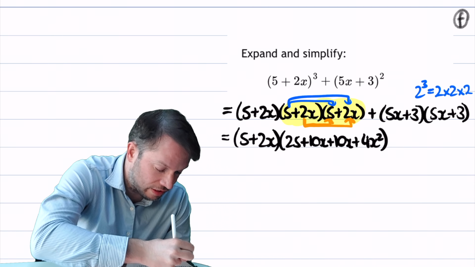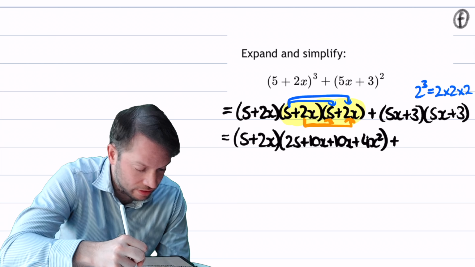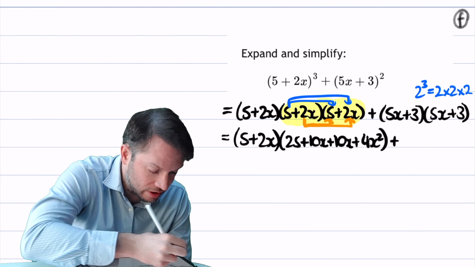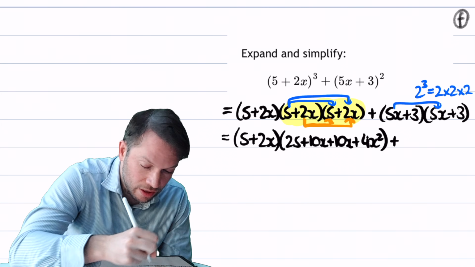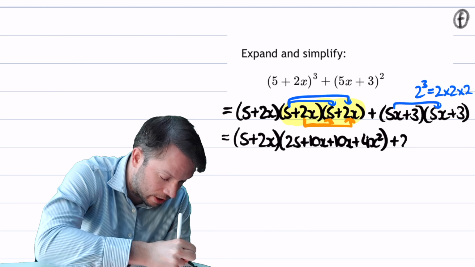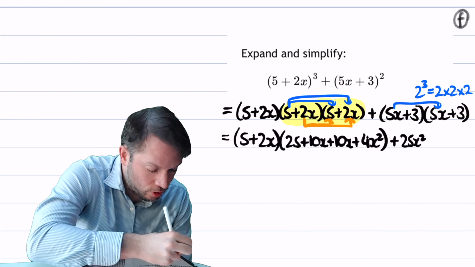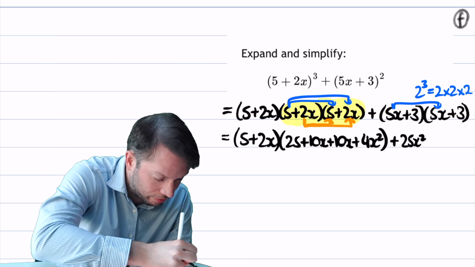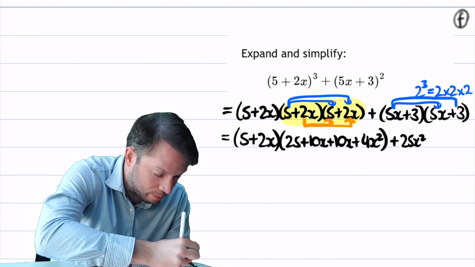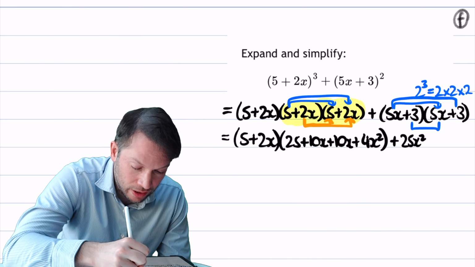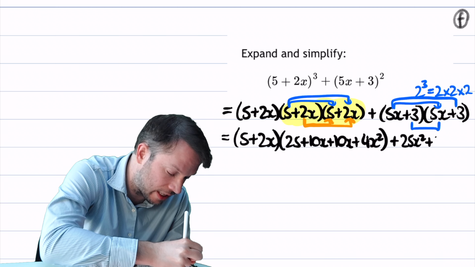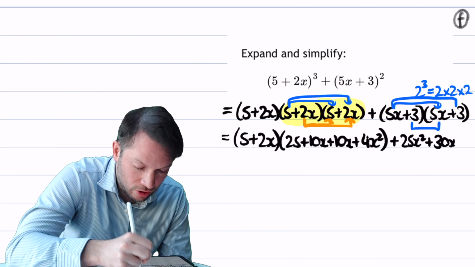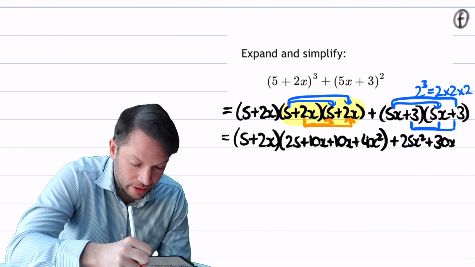And then we're going to do the same with the brackets on the right. So we've got 5x times 5x, which is 25x squared. We've got the 5x times the 3, which is 15x. But we're going to get another 15x here, which is 30x. And then we've also got this 3 times 3 here, which is 9.